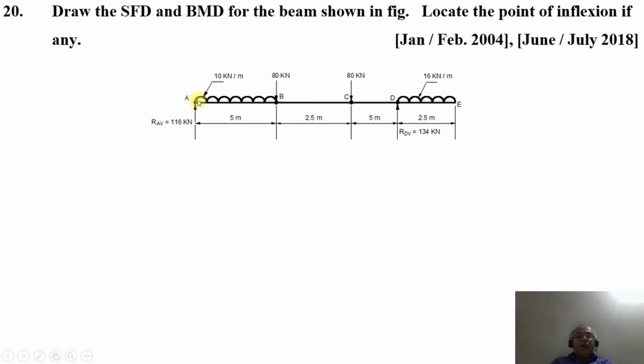If you read this problem, you can see between A and B you have 10 kilonewton per meter for a span of 5 meters. Then at the point B, you have an 80 kilonewton point load acting. And at the point C, we have 80 kilonewton acting, which is at a distance of 7.5 meters from A. Also at the point D, you have a support reaction. And you also have a uniformly distributed load of 16 kilonewton per meter till the point E, which is at a distance of 2.5 meters from D.